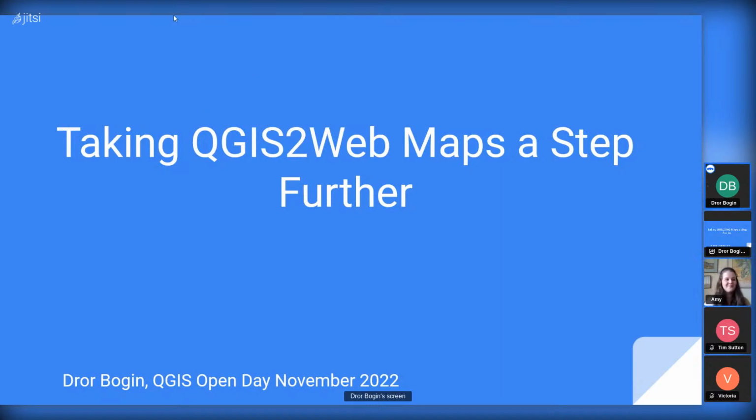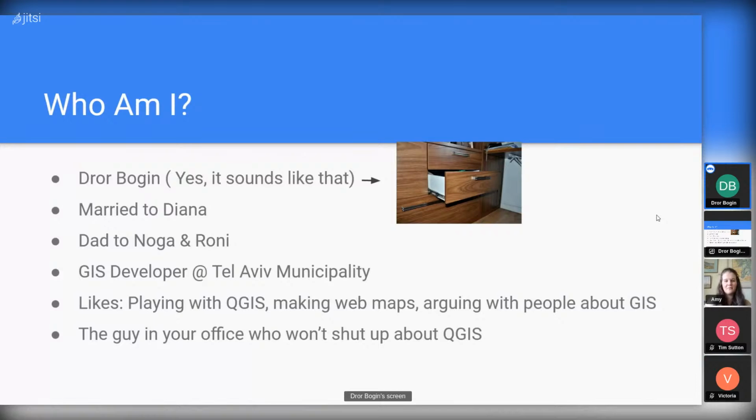Okay, so thank you, Amy. I'm going to talk a bit about QGIS2Web, like Amy said. First, who I am: I'm Dror. That's exactly what it sounds like, like it's spelled. I'm married to Diana, and I'm a father to Noga and Ronnie, both girls. I'm a GIS dev at the Tel Aviv municipality, and I just like playing with QGIS and making web maps and arguing about why we should use QGIS instead of the other product.